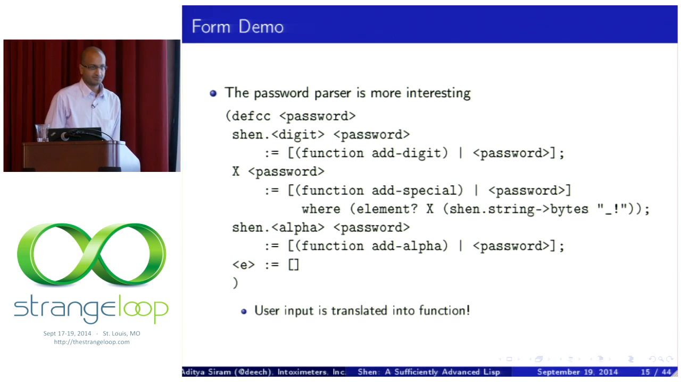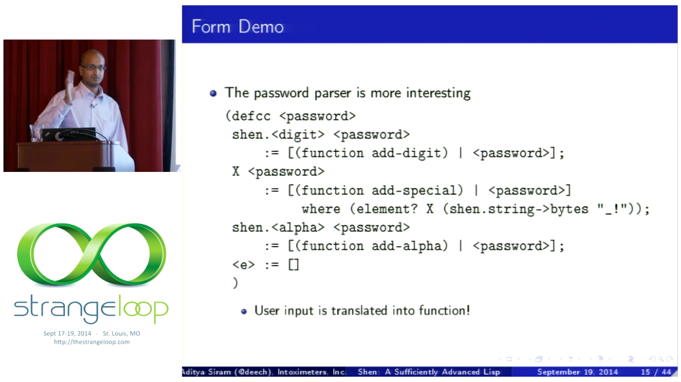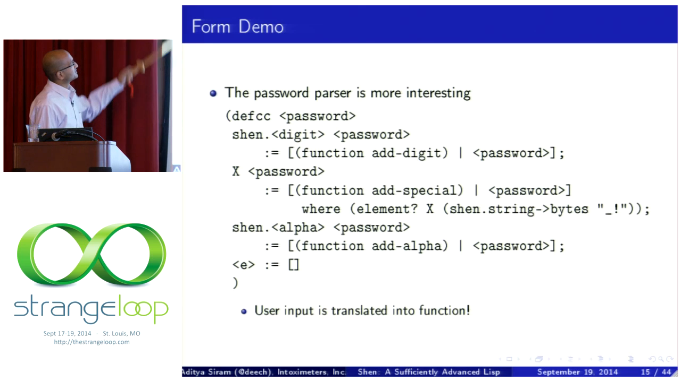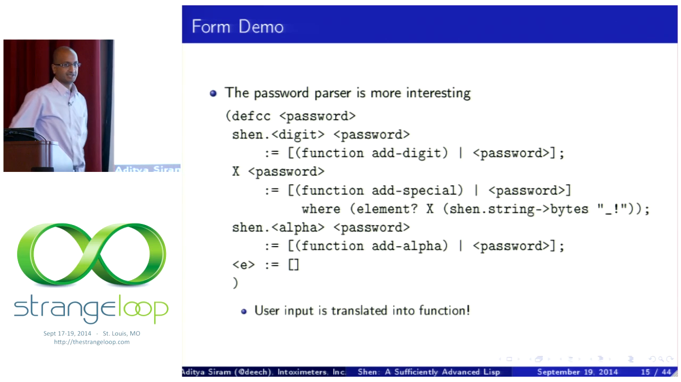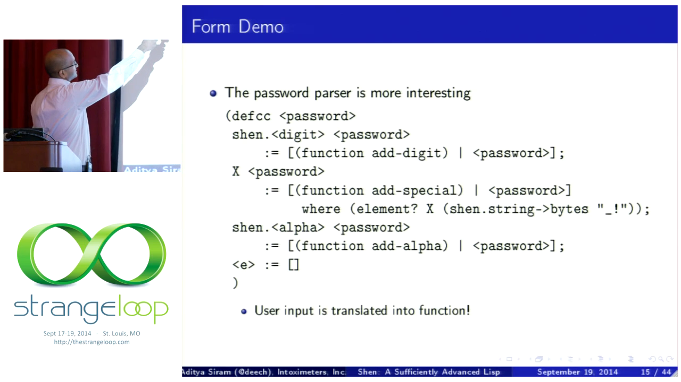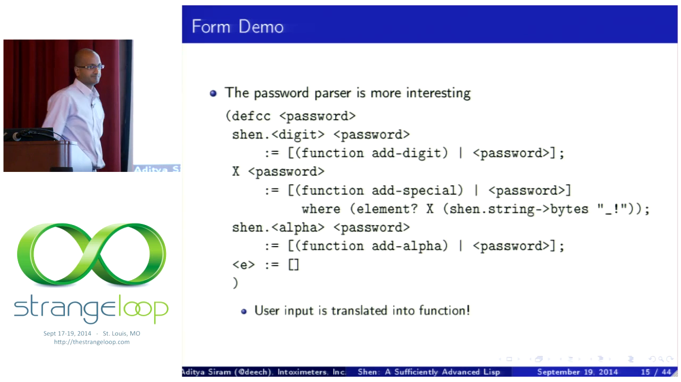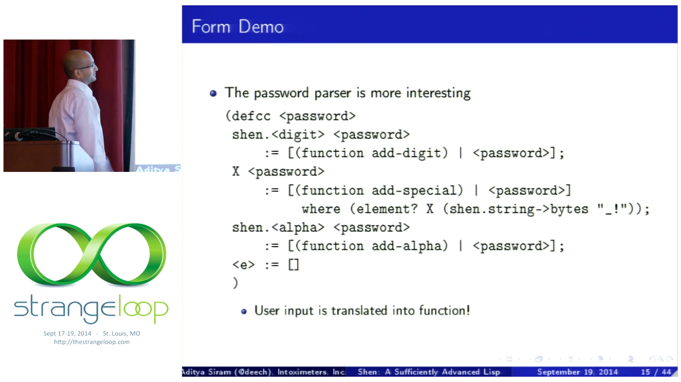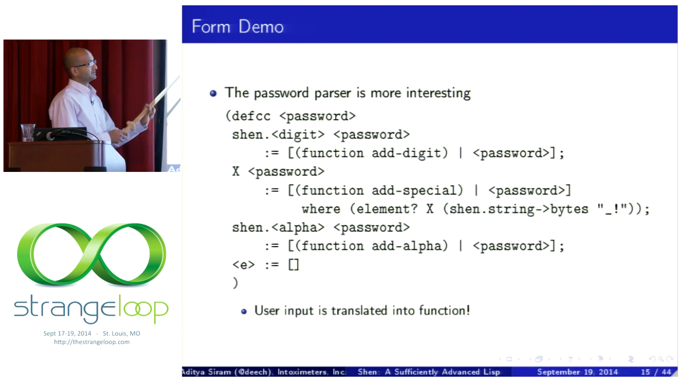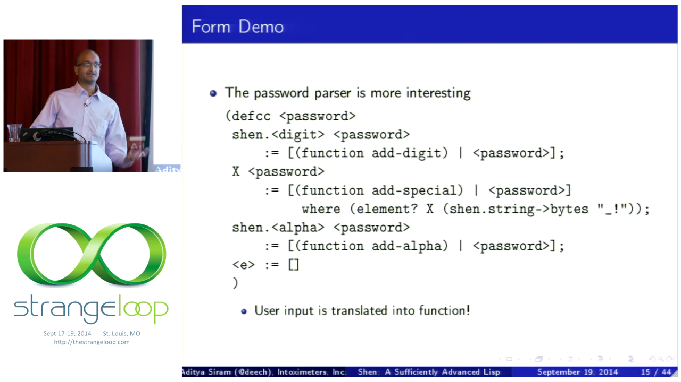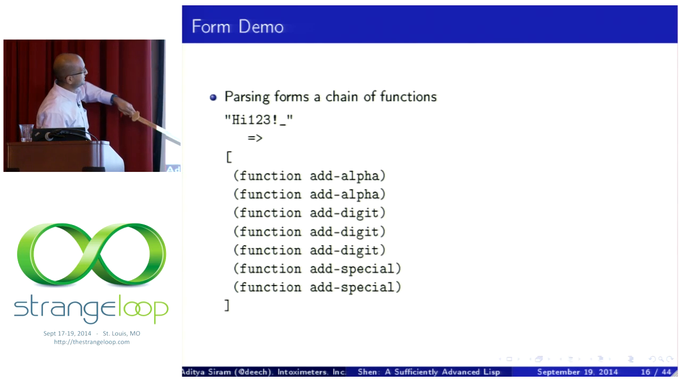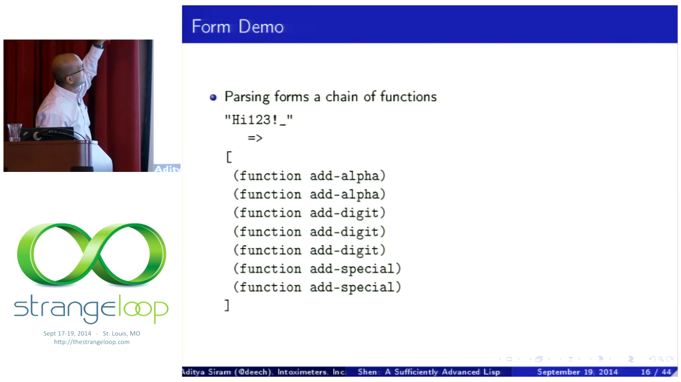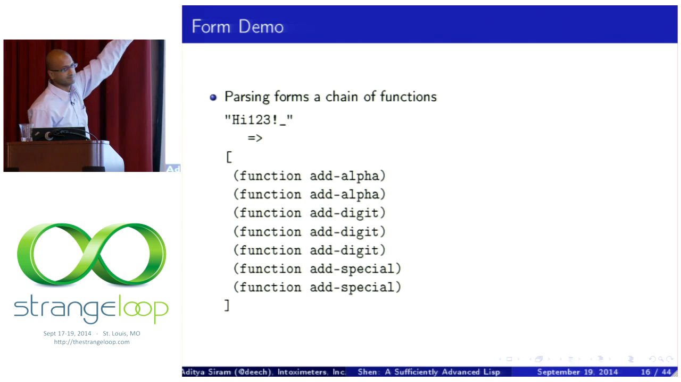Slightly more interesting is the actual password parser, because notice it had to have equal numbers of letters, numbers, and one of a couple of special characters. So the password parser consists of 4 rules. If you're parsing the password, you're either looking at a digit, a number, in which case you add a function called addDigit, which I haven't shown you yet, to the list. You're either looking at a special character, in which case you add a function called addSpecial to the list, or you're looking at a letter, in which case you add a function called addAlpha. So basically, the thing to take away from this big mess of code is that user input is being translated into functions. So if the user typed in hi 123 bang underscore, that gets translated into a list with function addAlpha for the hi, addDigit for the 1, 2, and 3, and addSpecial for the bang and the underscore.